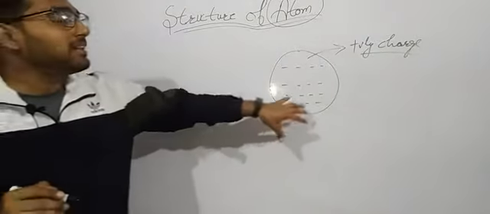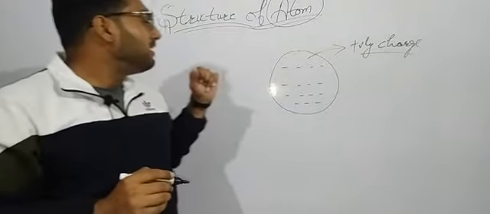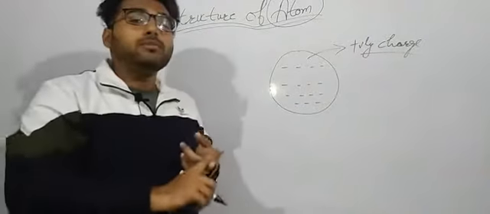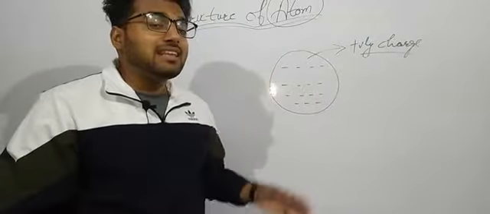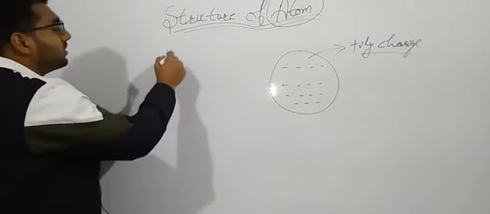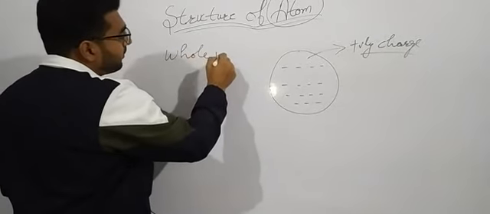and the negatively charged electrons are embedded in it. This was said by J.J. Thomson, and he said the magnitude of total positive charge is equal to the magnitude of total negative charge, and that makes the atom as a whole neutral.